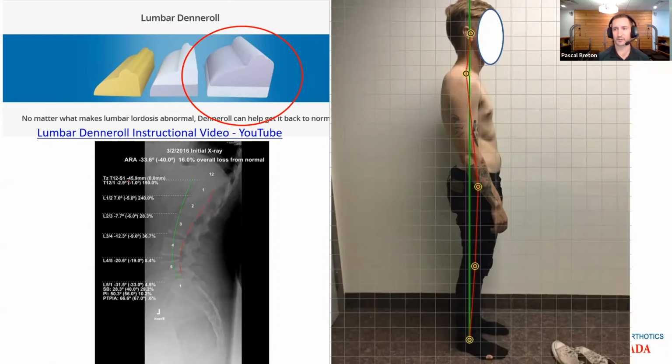This young man is fairly flexible. He was 21 or 22 when he came to see me. No degeneration to his spine. He's about 6'1", 6'2". So he's tall, he's flexible, young with no degeneration and a pretty strong shift backwards. I'm going to choose a large lumbar Denneroll for a candidate like this. Okay.